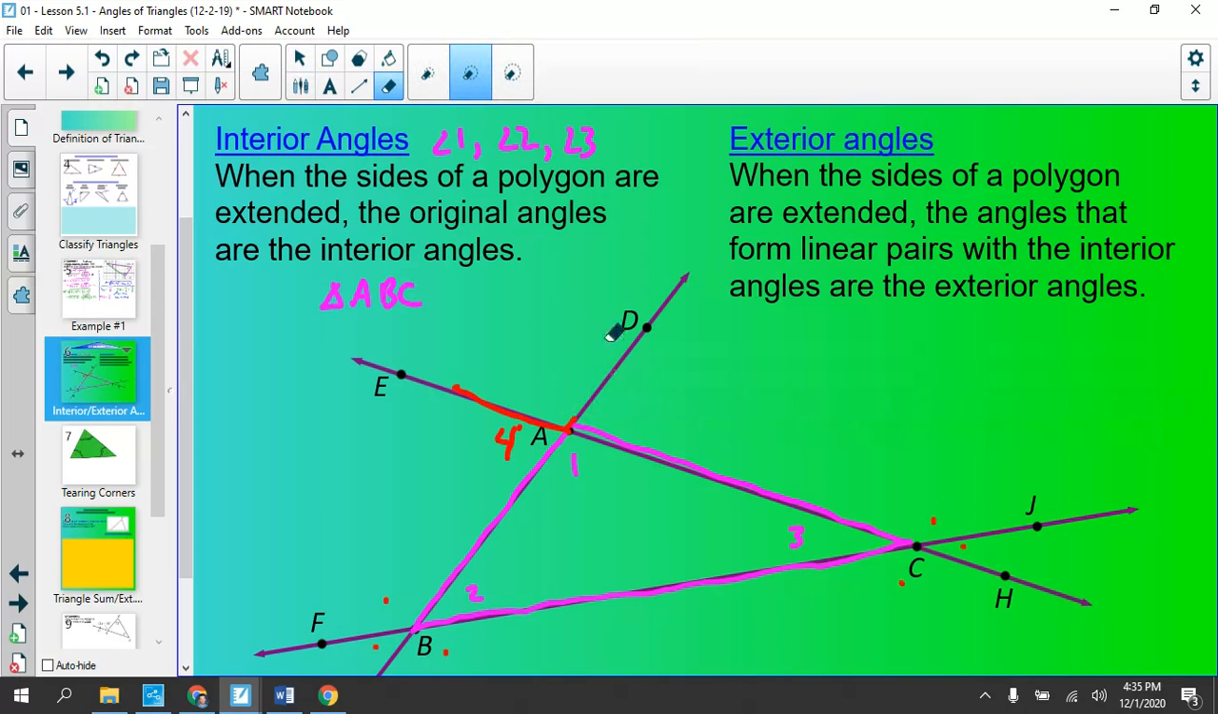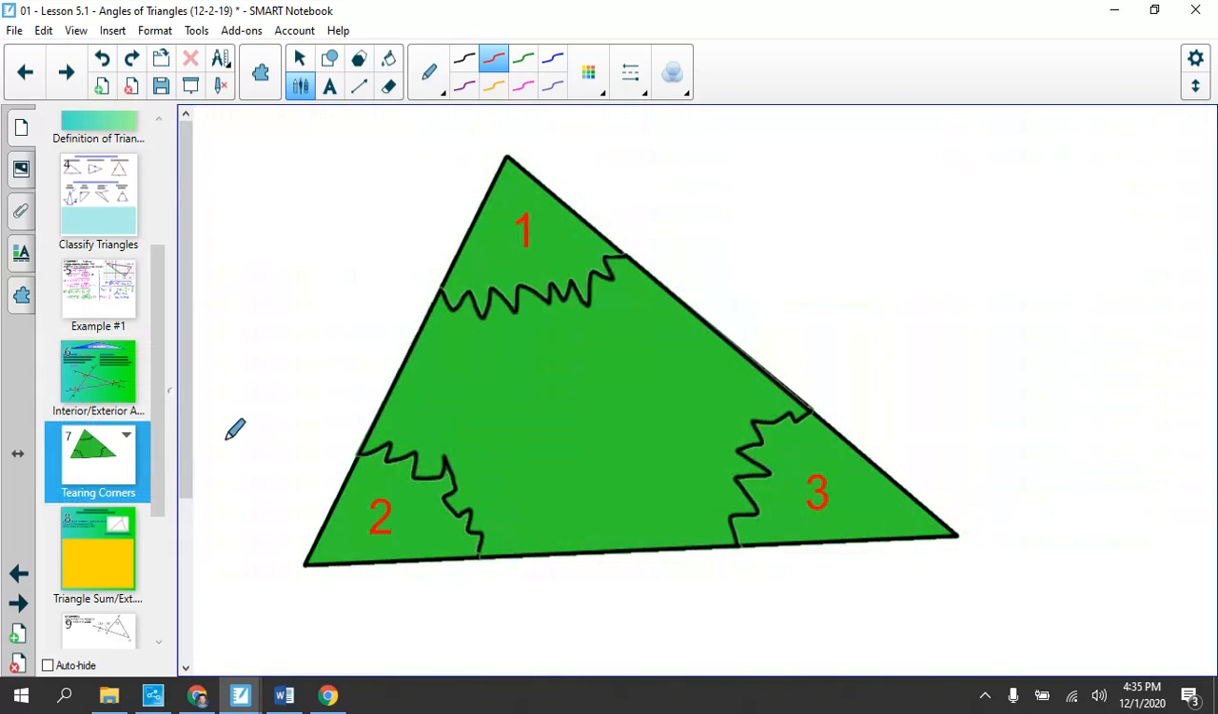However you extend the side, there's one at each vertex. So let's extend this one here. We can call this exterior angle 5, and then we could extend this one here and call it exterior angle 6. All right. So I guess the big takeaway is if you've got 3 interior angles, you're going to have 3 exterior angles, and that's that. Okay. So that's what is an interior, what is an exterior angle. Next thing here is we start to talk about some more properties.